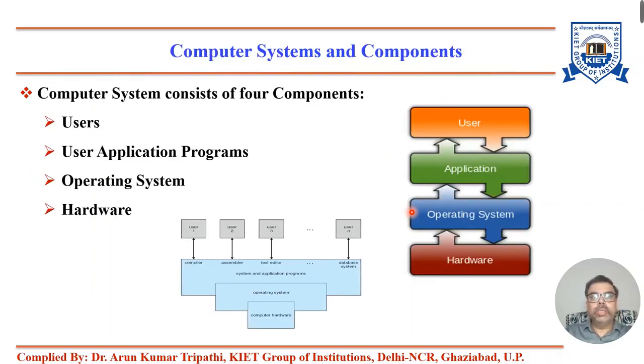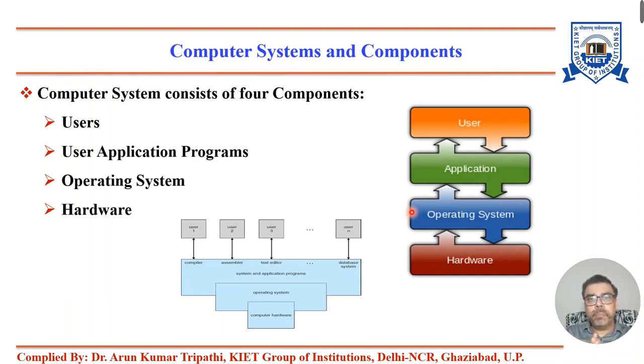Now, coming to the computer system and its components. In general, whatever we see or touch is known as the hardware. For example, motherboard, keyboard, RAM, processor, printer, scanner, mouse, each and everything is treated as hardware. So this basically makes up or defines the computer.